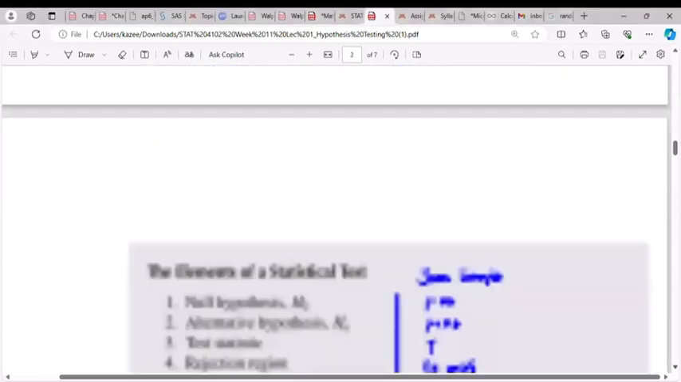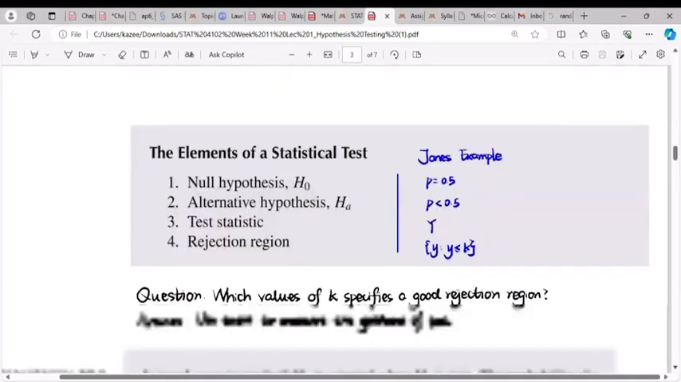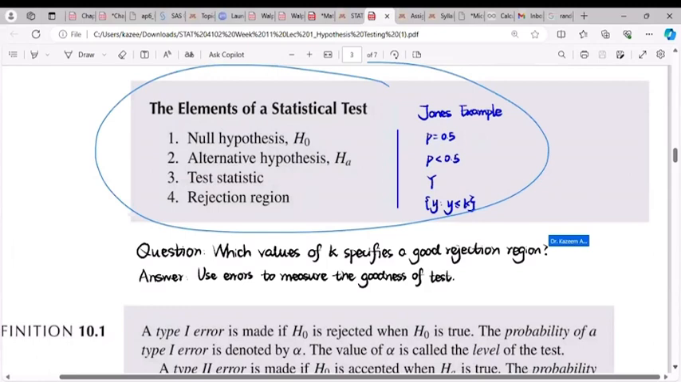Okay, now I'm going to walk you through the procedure. Just like what I said, the summary of what we've done now is that we need to be able to specify our null and the alternative hypothesis. We need our test statistic. We need our rejection region.